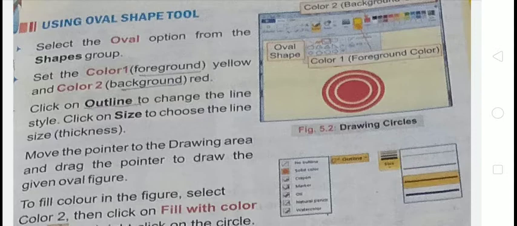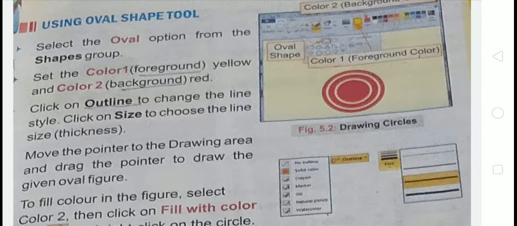And to fill color in the figure, select color 2 and then click on fill with color tool and right click on the circle. So this way you can fill the color in your oval shape. So if you want to draw oval shape, just click on the shape group and select oval shape.